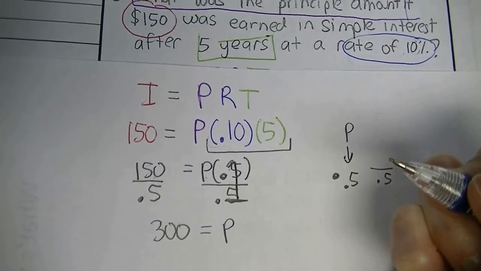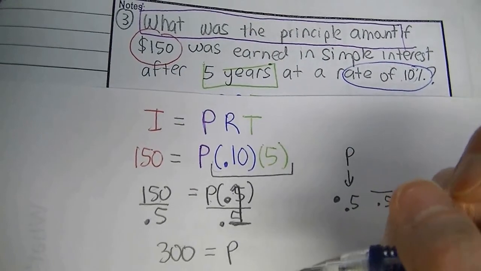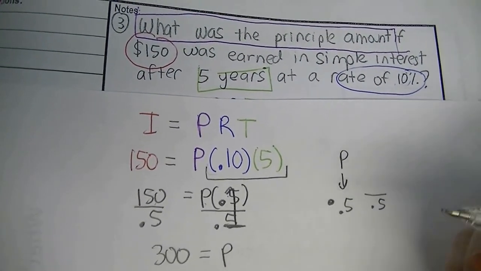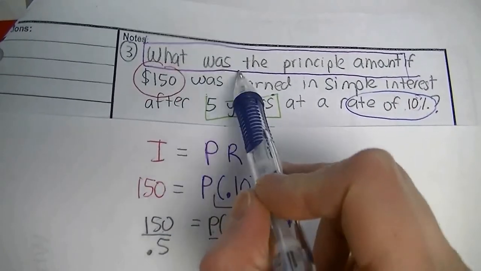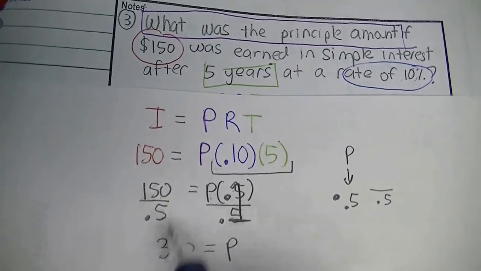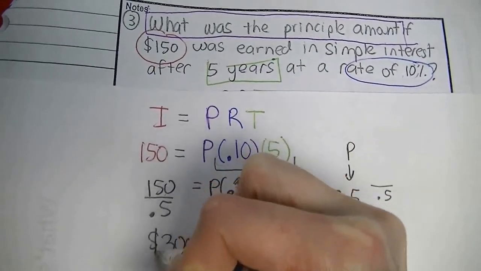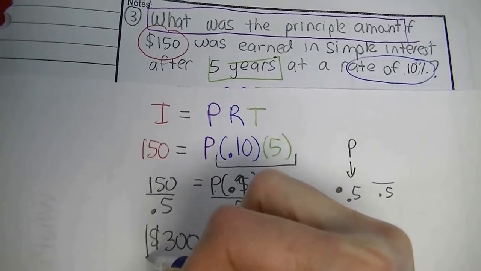Okay, now I got to see how I got to label that. Is that 300 years, 300%, $300? And let's see. What was the principal amount? Oh, so that's money. $300 was that original starting amount.